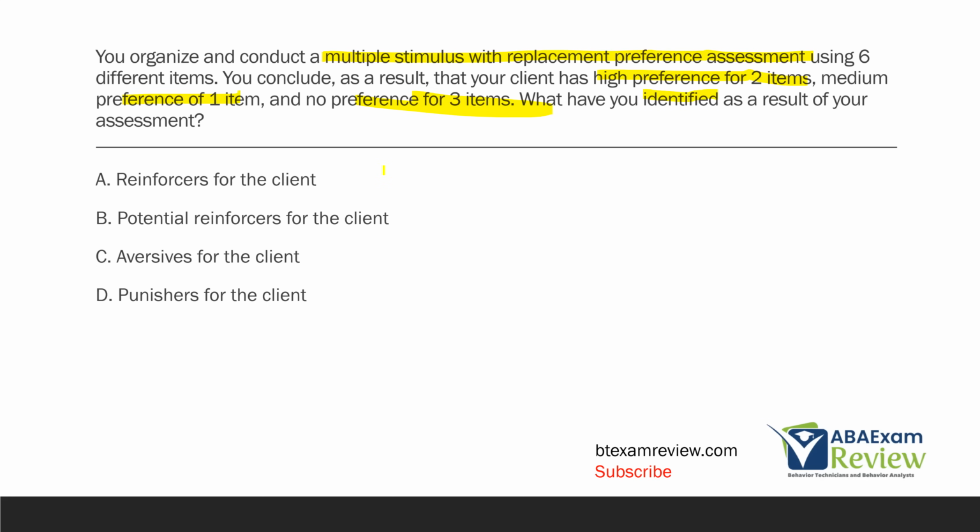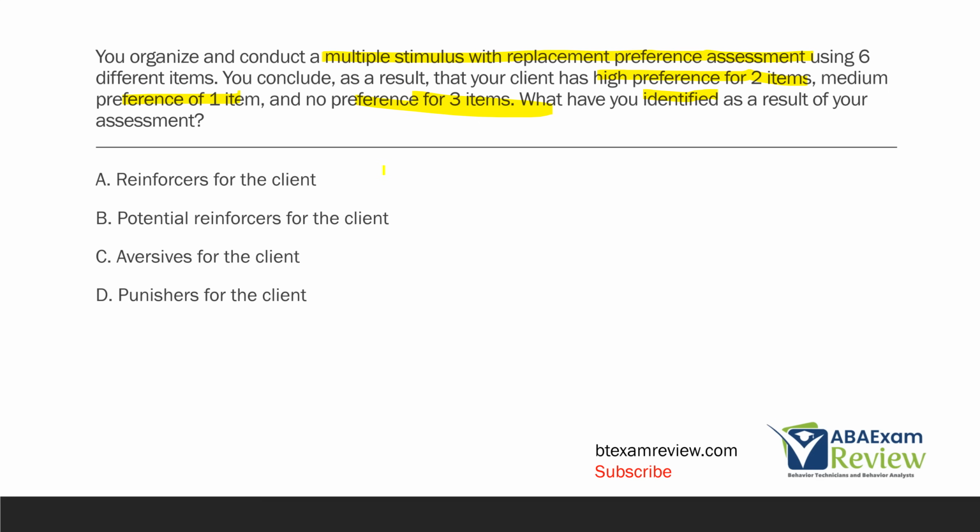A, reinforcers for the client. Do preference assessments identify reinforcers? They do not. And why not? Because we're only identifying preferences. The only way we know if something is reinforcing is if it actually causes behavior to change.